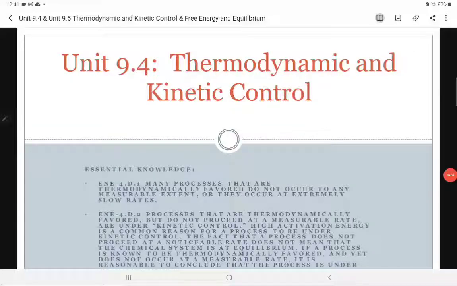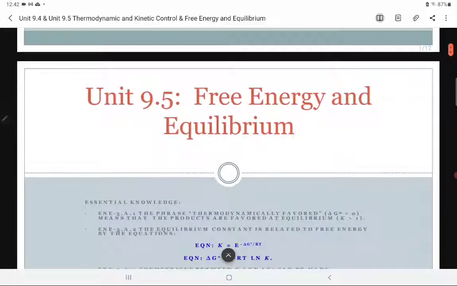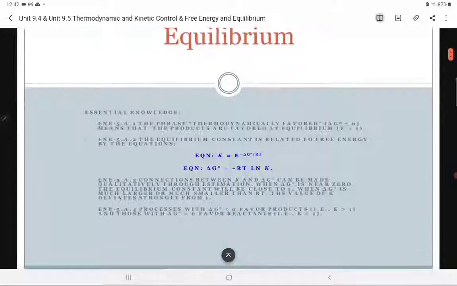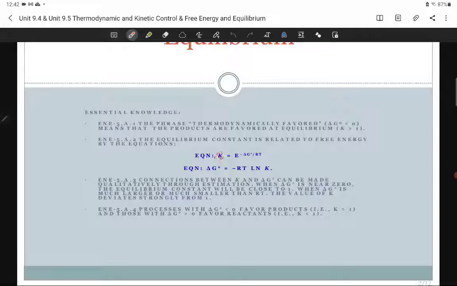Okay, so today we'll look at unit 9.4 and we'll look at delta G, changing free Gibbs energy, and we're going to relate that today to the equilibrium constant K. And this is also going to be with 9.5. So I think we can just call this a plug and chug equation.